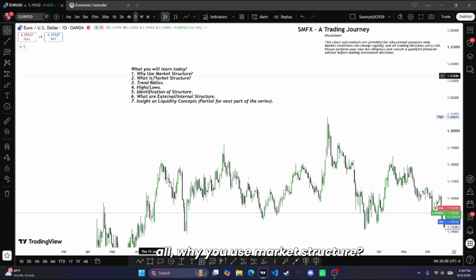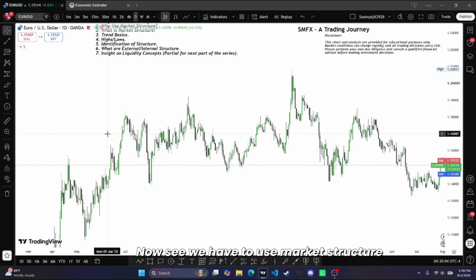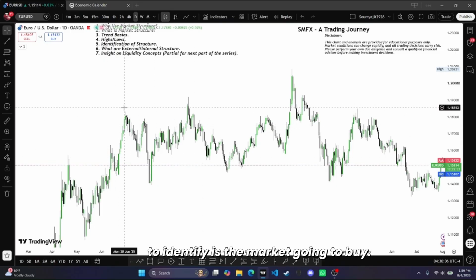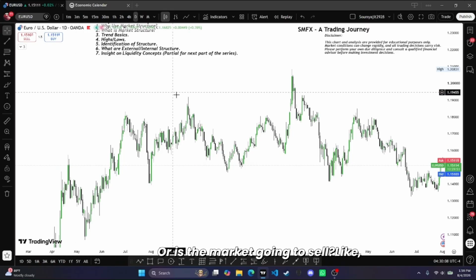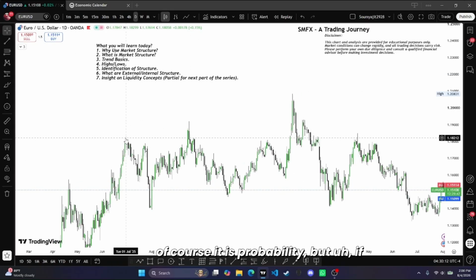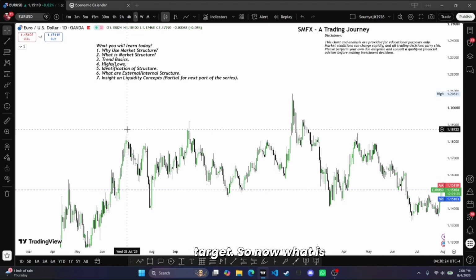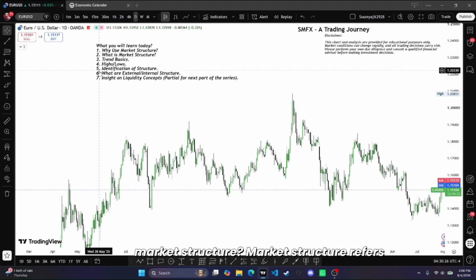So first of all, why use market structure? Now see, we have to use market structure to identify, is the market going to buy or is the market going to sell? Of course it is probability, but if we know what the market is doing right now, like if it is buying or selling, then we can take a trade based off that with a higher chance of hitting our target. So now what is market structure?